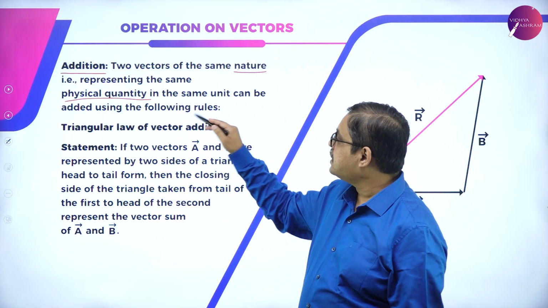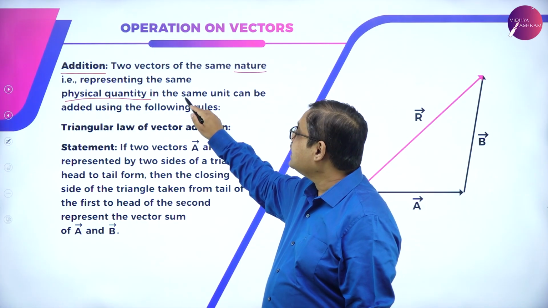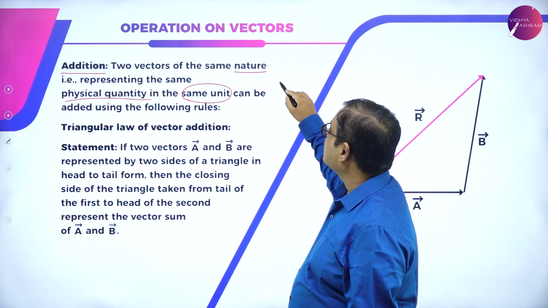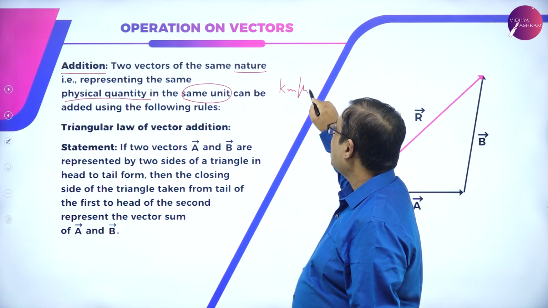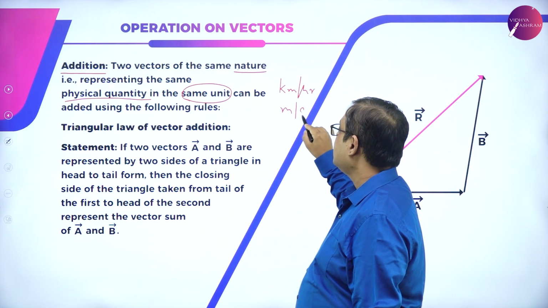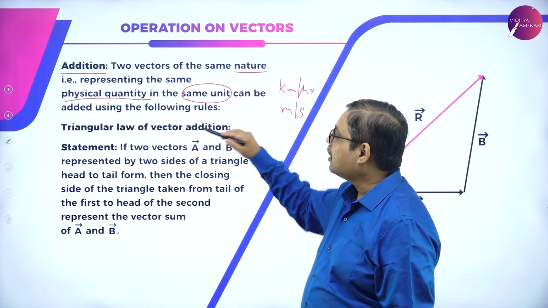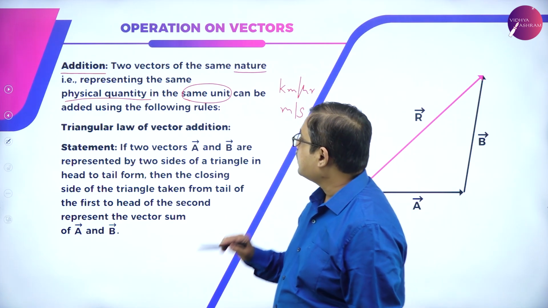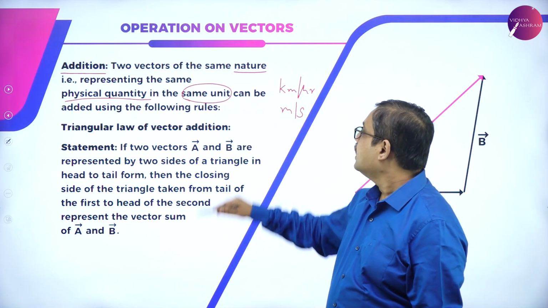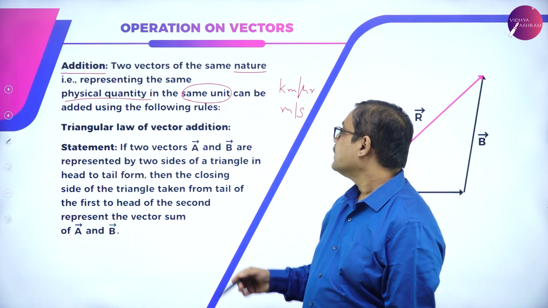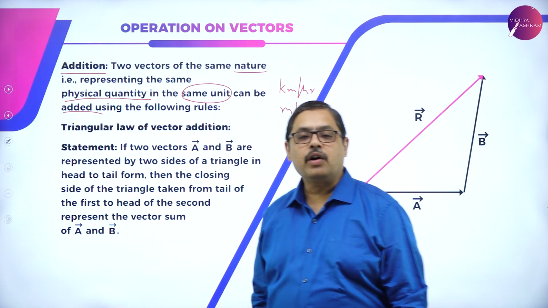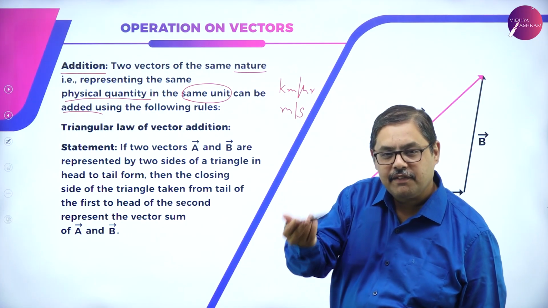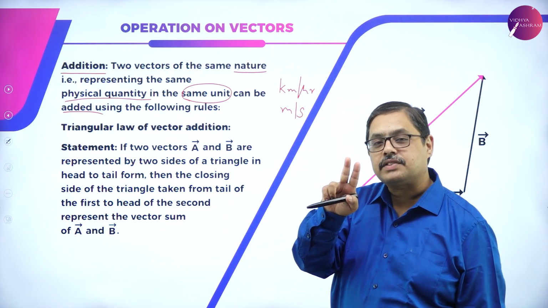So two vectors representing the same physical quantity in the same unit. I cannot have one vector representing velocity in kilometer per hour and another vector representing velocity in meter per second. Then I cannot compare them or add them. I cannot do any mathematical operation. So two vectors which represent the same physical quantity and have the same unit can be added with the help of two rules. I can add two vectors when they are representing the same physical quantity in the same unit by two methods. What are those?